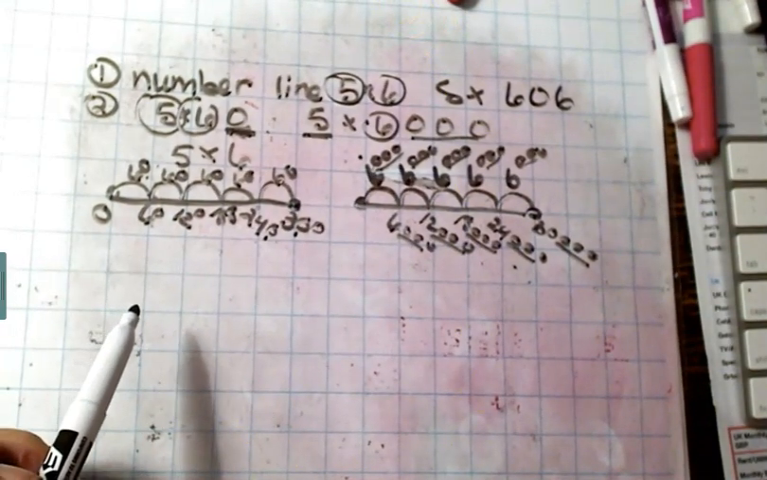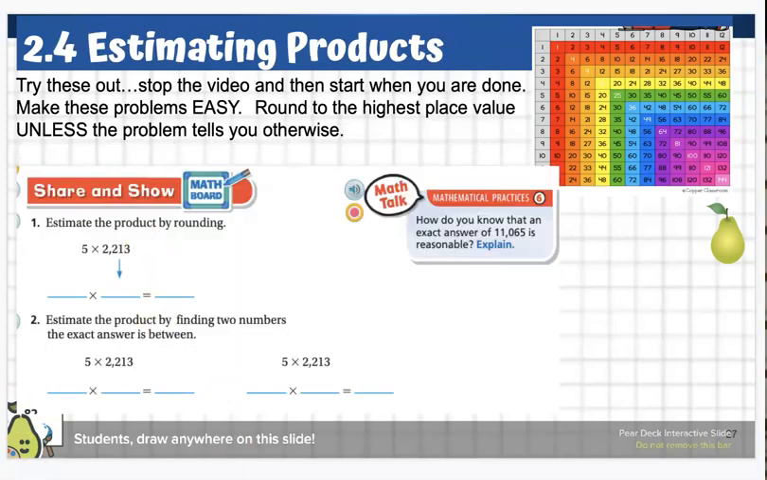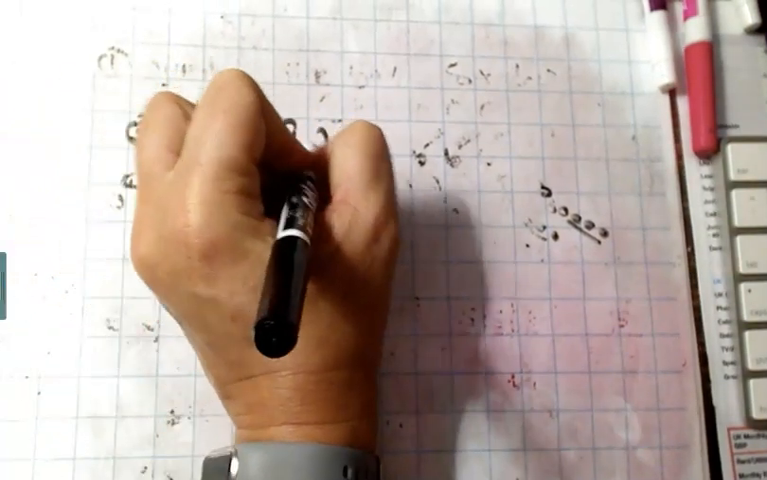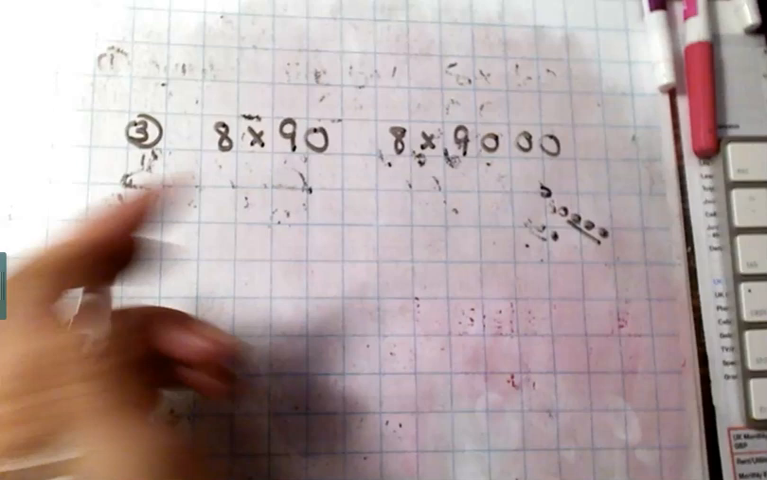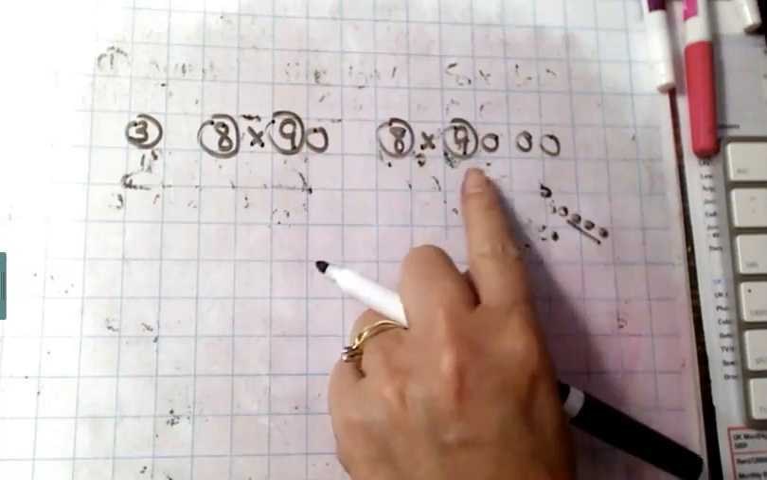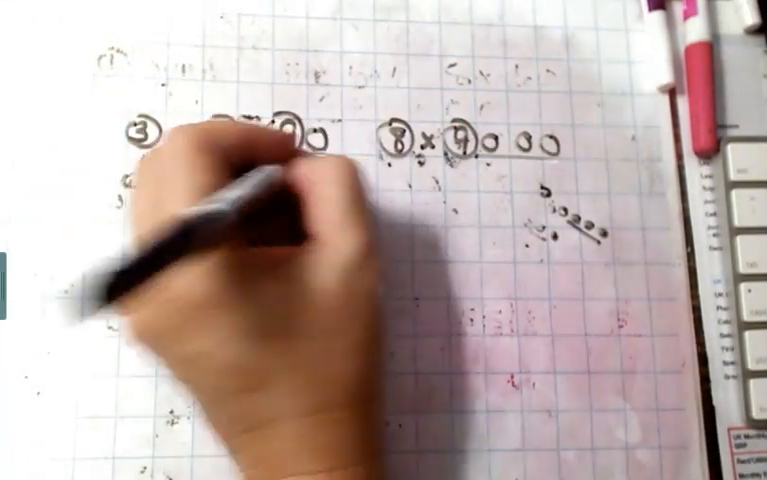All right, so the next problem was, what do you notice about zeros when you multiply 8 groups of 90 and 8 groups of 9,000? Well, it is the same thing, okay? So, problem number 3, 8 groups of 90, 8 groups of 9,000. One digit in every box. I circle the key facts I'm going to use, and I underline those zeros I'm going to add.